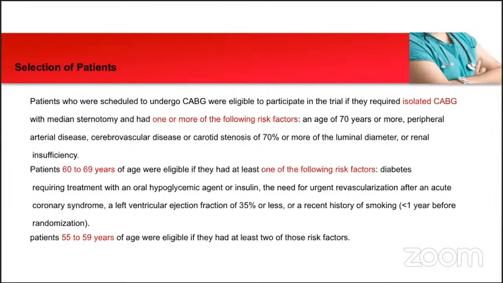Patients 60 to 69 years of age were eligible if they had at least one of the following risk factors: diabetes requiring treatment with oral agents or insulin, the need for urgent revascularization after an acute coronary syndrome, left ventricular ejection fraction of 35% or less, or a recent history of smoking within the last year of randomization. Patients 55 to 59 years of age were eligible if they had at least 2 of the above-mentioned risk factors.